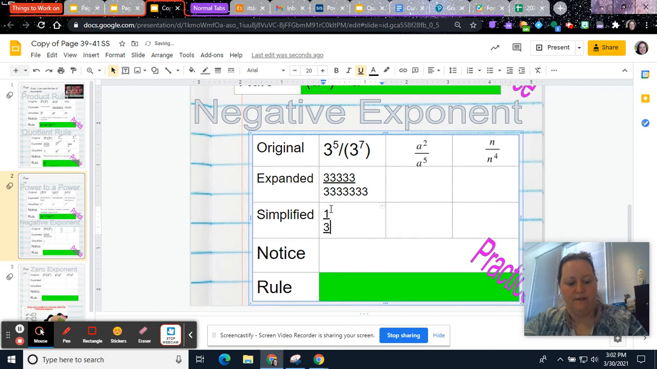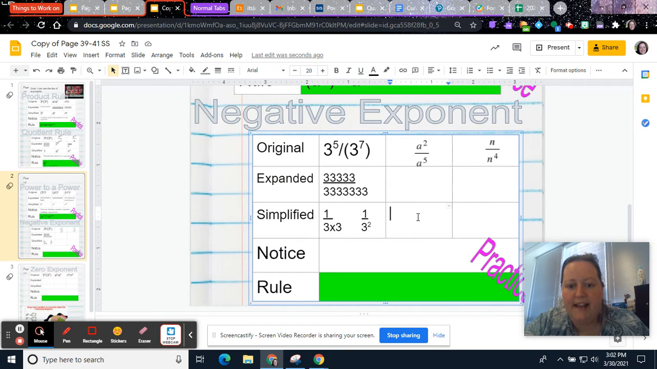So you can either write that as 3 times 3, or another way that you could look at it would be 1 over 3 squared. And so you can either write it like this, or you can write it like that.